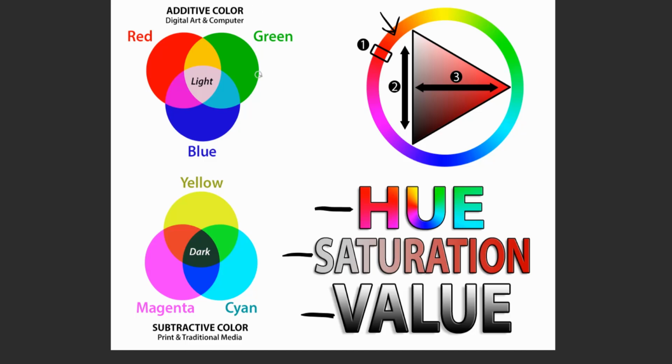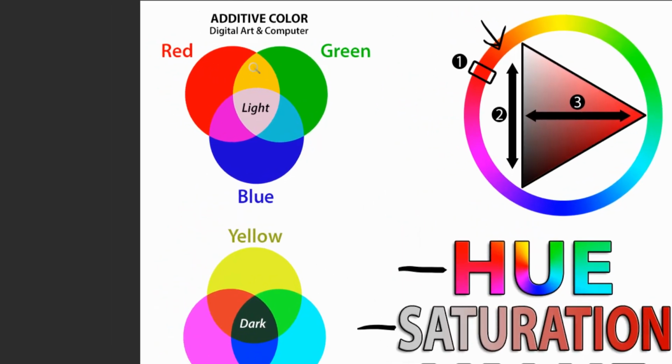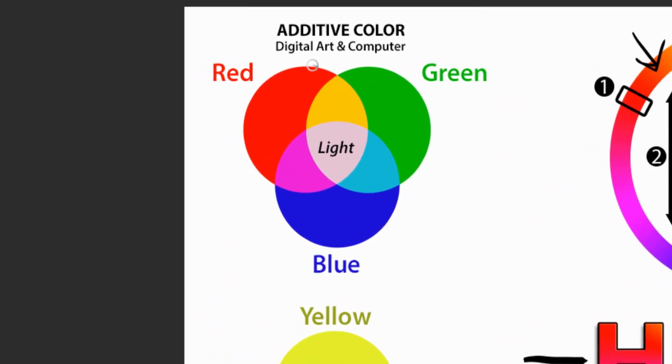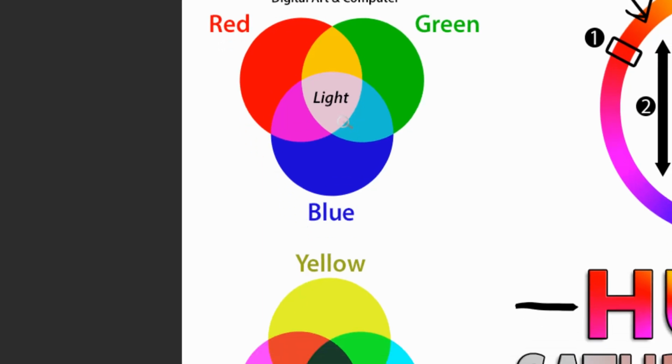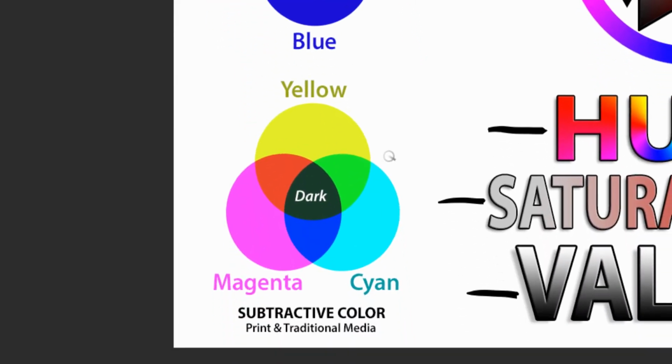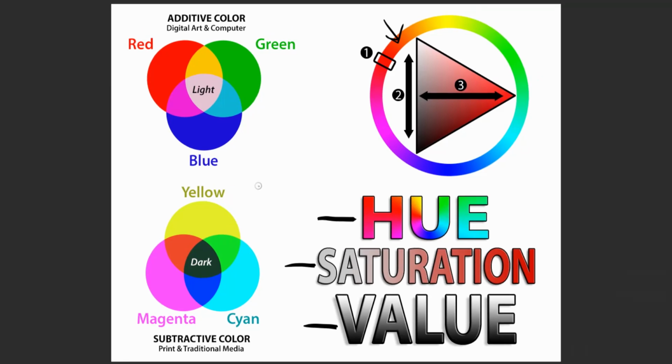Now, this HSV color is based on computer color, and in the computer world, as I mentioned, additive color is the dominant form of color. So red, green, and blue light combine to make light or white color. When you're working with print or traditional media like paint, you're using subtractive color, and so these lighter colors combine to make dark. It's kind of the opposite.